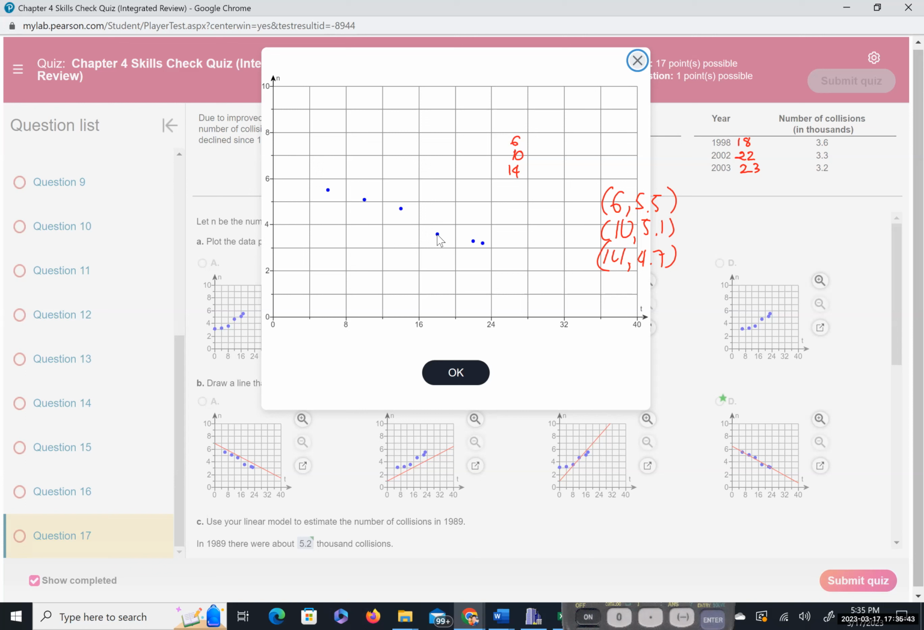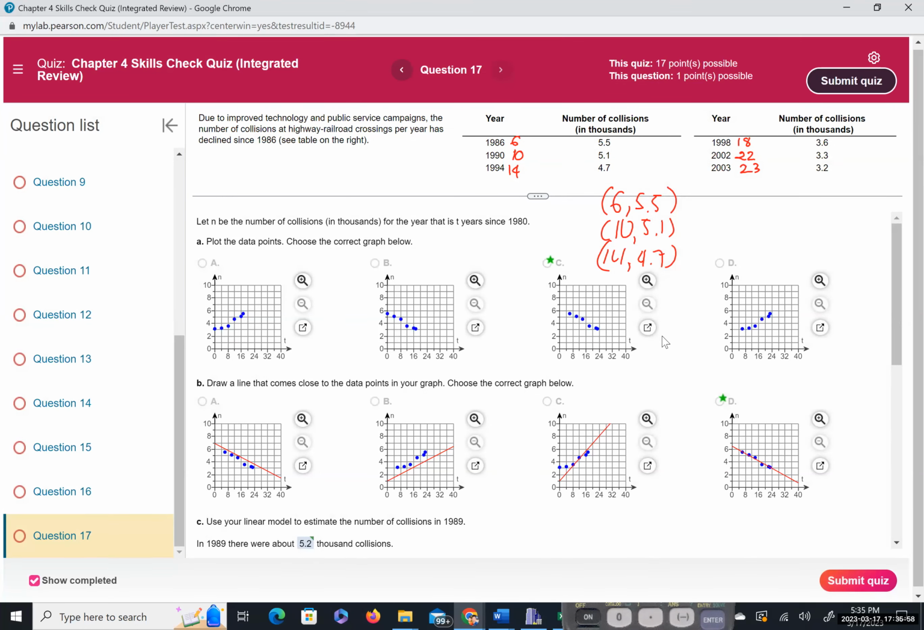18, 3.6. I think this one is going to be the best, right? 22 and 23, right? 3 point something. Okay, so this one looks to be the best one. So yeah, that's the reason why, right?